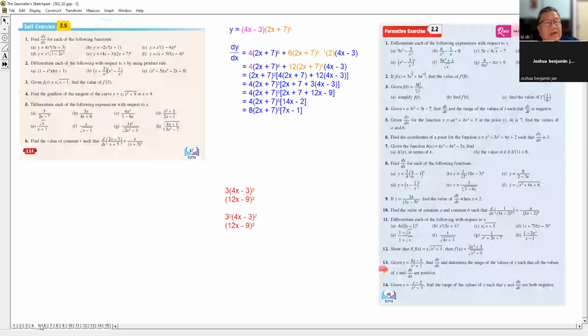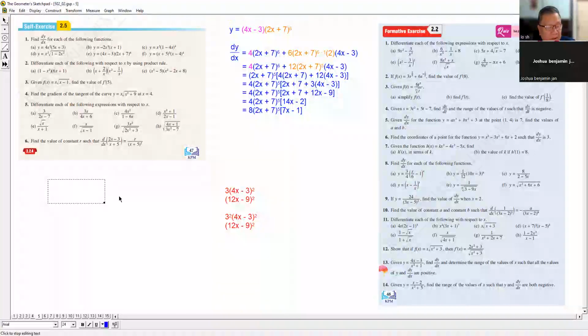Let's say this one, using the product rule. You see number 2A there? So this is the pink color, this is the brown color. So you show me how to do number 2A. Okay. This one.